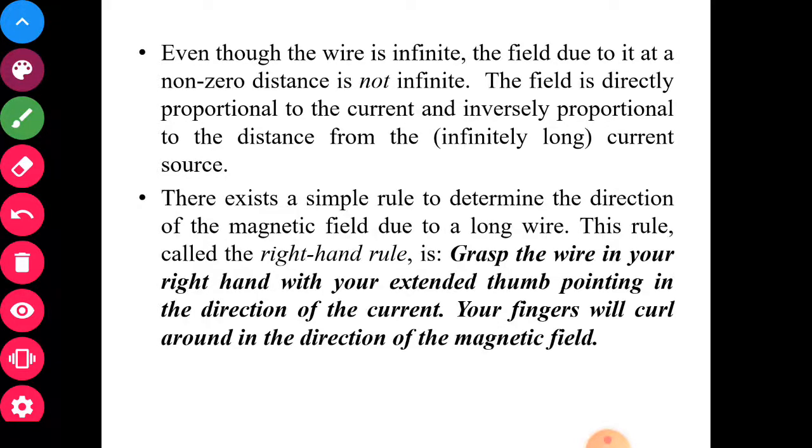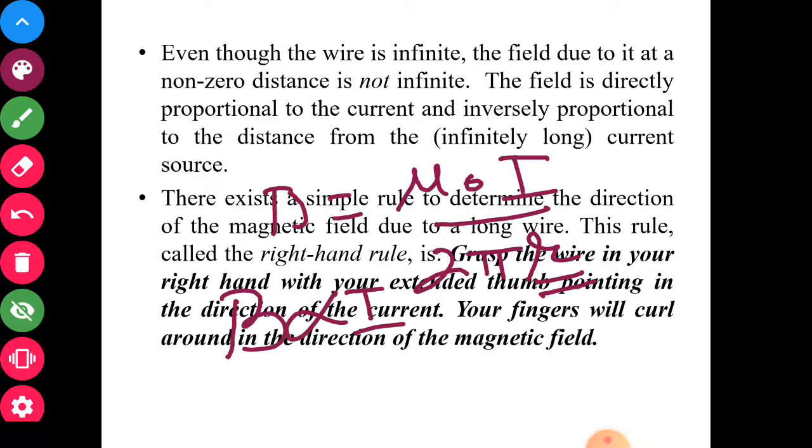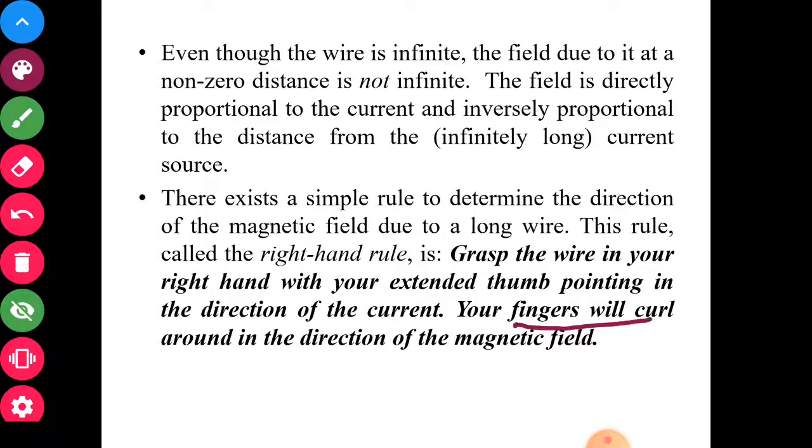There exists a simple rule to determine the direction of the magnetic field due to a long wire. This rule is called the right hand rule or right hand thumb rule. Grasp the wire in your right hand, with your extended thumb pointing in the direction of the current. So what I explained is that your thumb should remain in the direction of electric current. Your fingers will curl around in the direction of the magnetic field. So the direction of the magnetic field is the direction in which your fingers are curled.